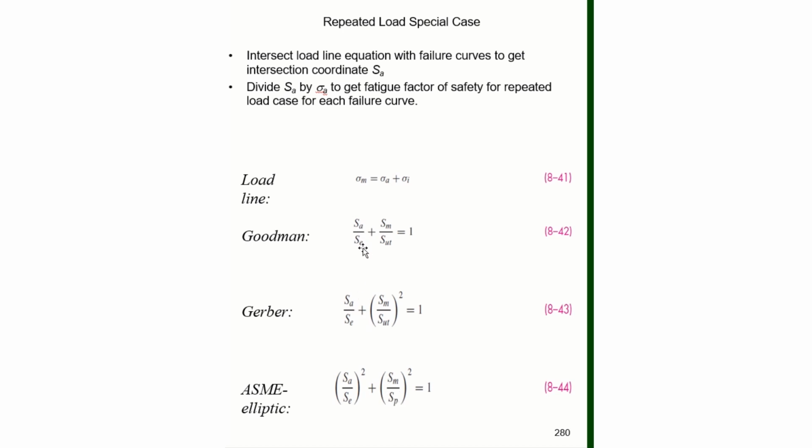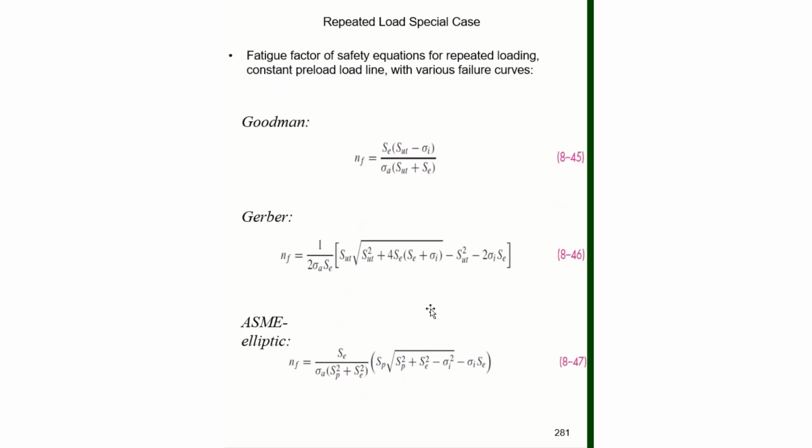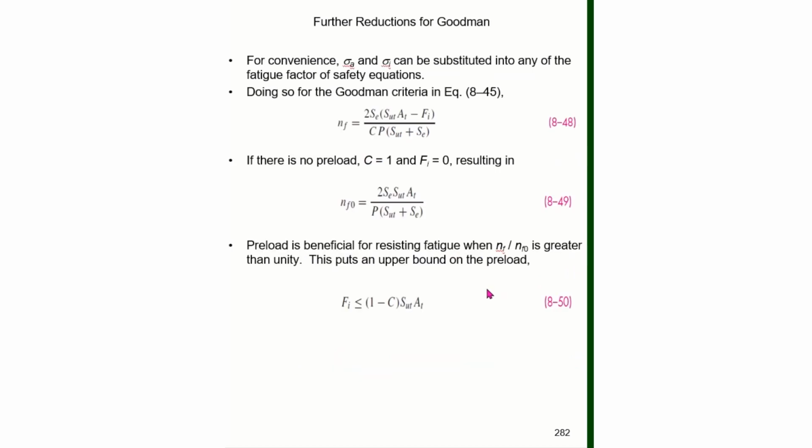So these three failure theories are similar in that the equations look very similar, and there's only a difference in the terms that are squared, and then the SUT becomes SP when we look at the ASME elliptic curve. In the following pages of the note packet, there are several equations that are listed, and I would encourage you to read through your textbook. These equations come directly from your textbook. Read through this section and make sure that you understand where these equations are coming from and that you can use them.